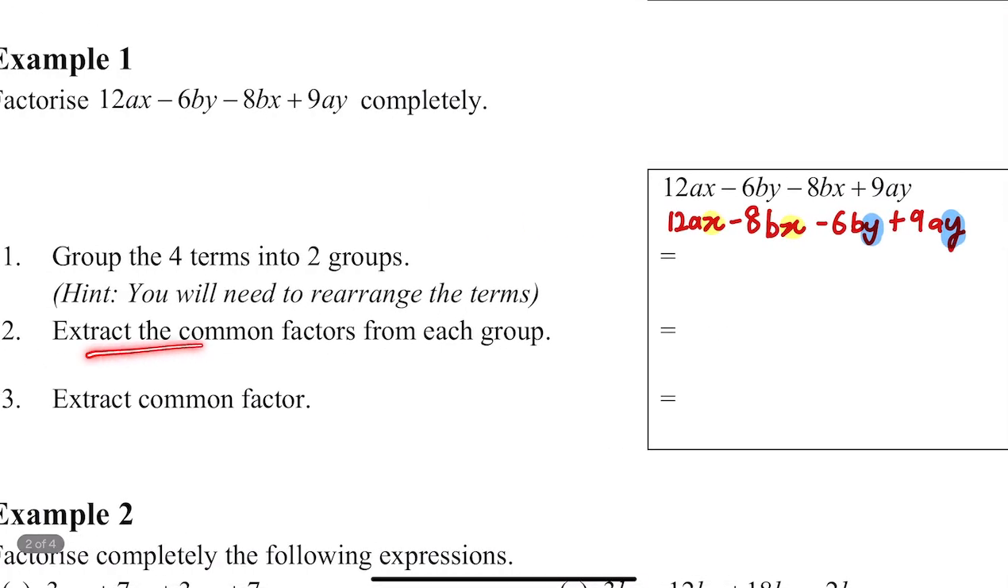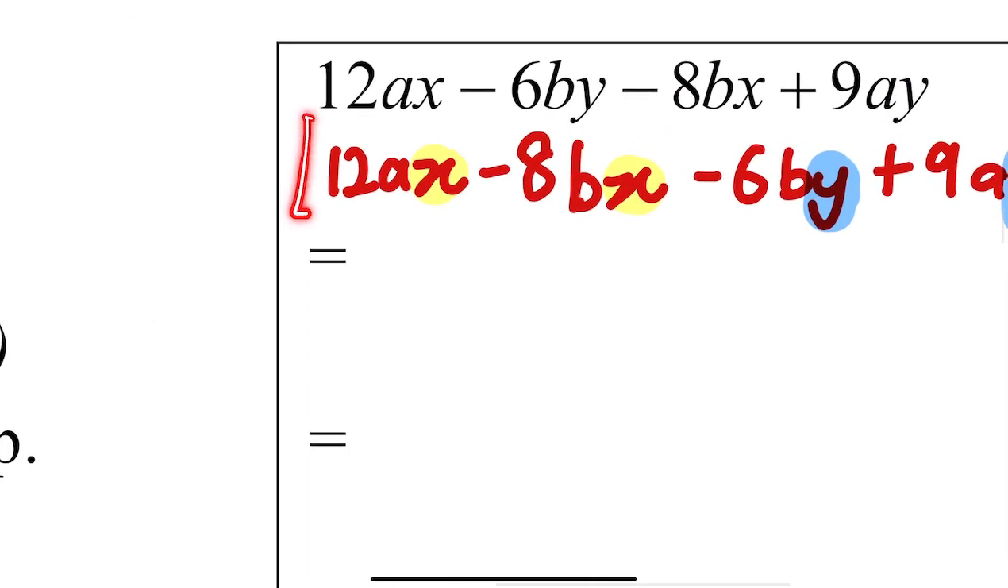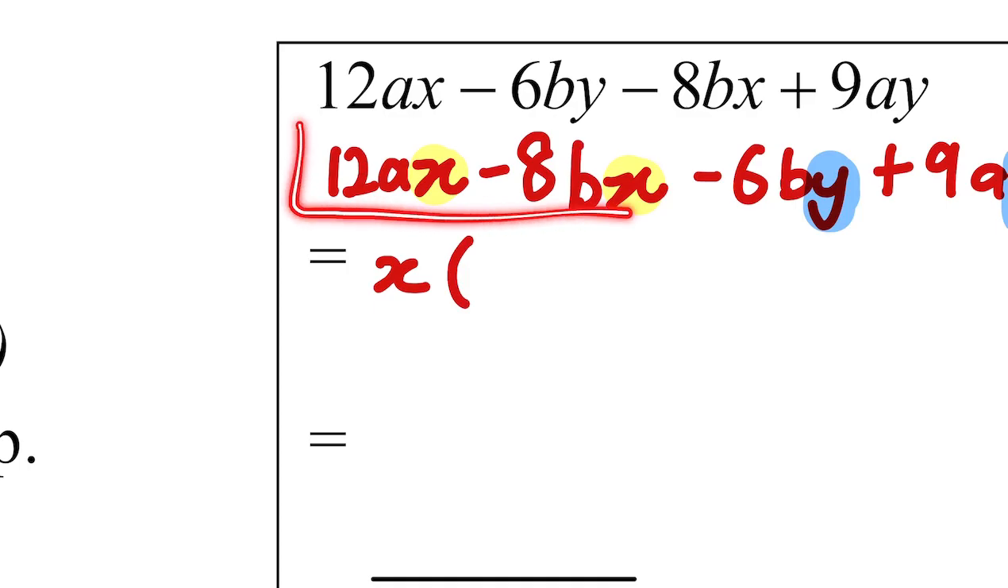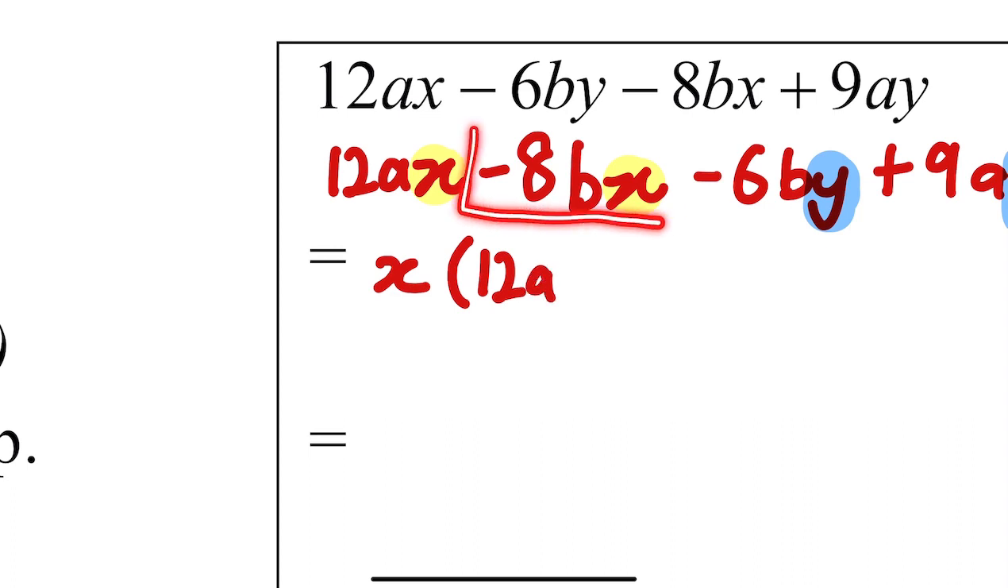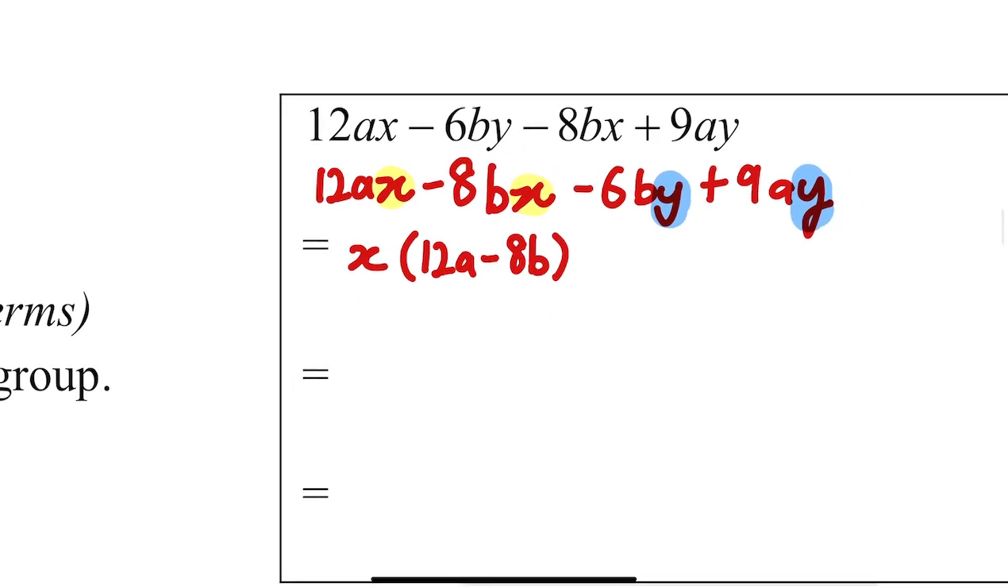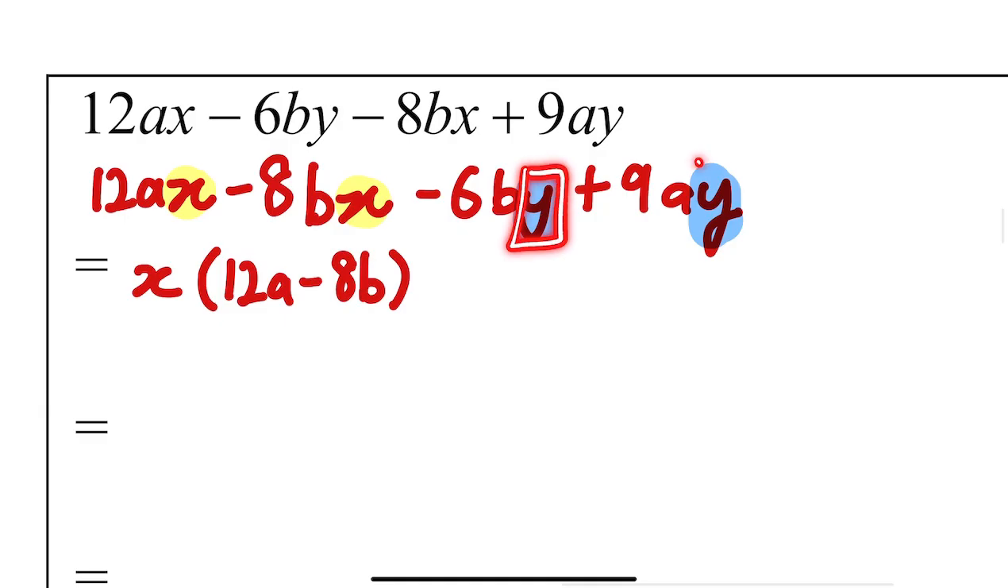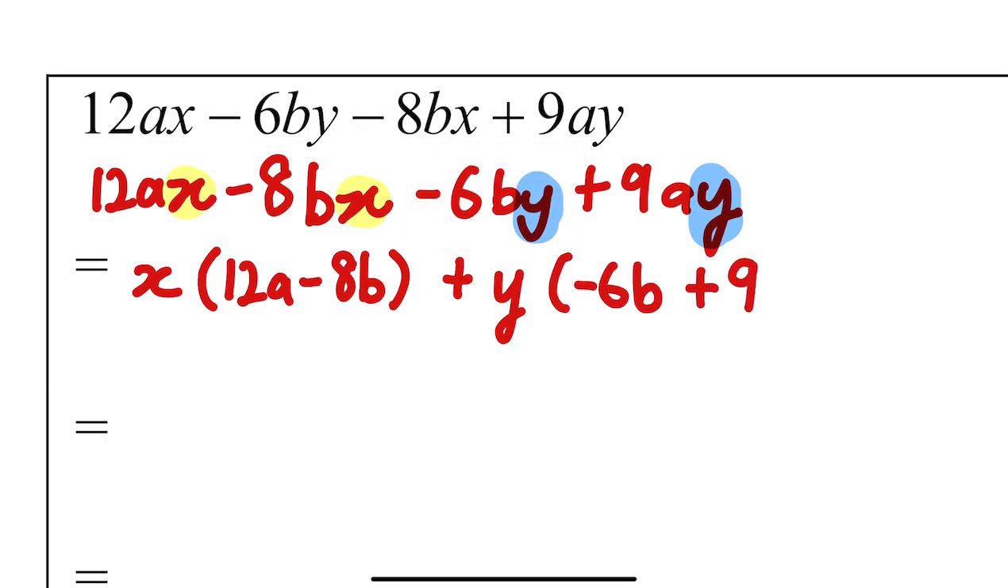Extract the common factors from each group. So the first group will consist of the first 2 terms over here. I take out the common factor, x. If I take out x, I'm left with 12a over here. Second term, take out x, I'm left with minus 8b. Then now, I look at the next term. I take out a positive y, so you must write over here plus y. And now I'm left with, instead of the y, negative 6b plus 9a.